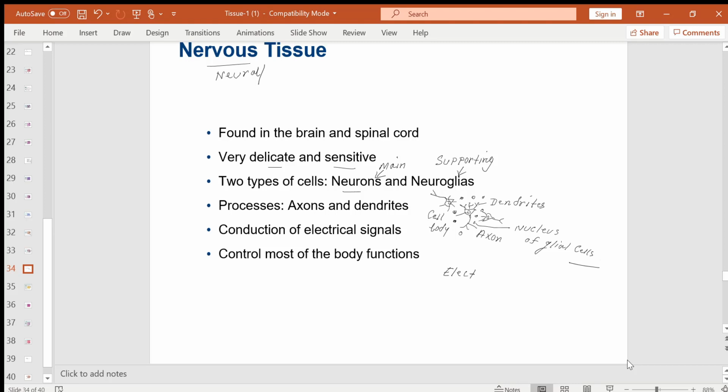So the nervous system transmits the signal from one place to another by electrical means. That means very fast. So it is a very powerful control system in your body. Okay, so the function of the nervous system is production or generation of electrical signal and also transmission.